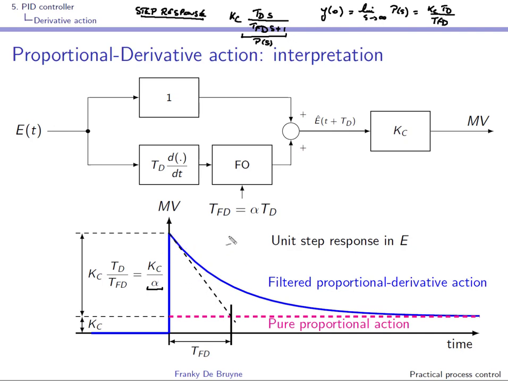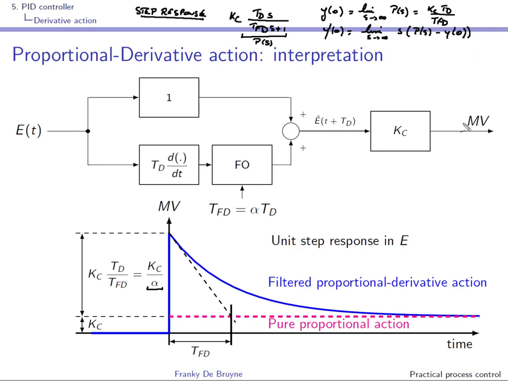We can also look at the slope, and you will see if you go back to section 2 that the slope at the time of the change, of this step change, is the limit of s going to infinity of s P(s) minus y(0).